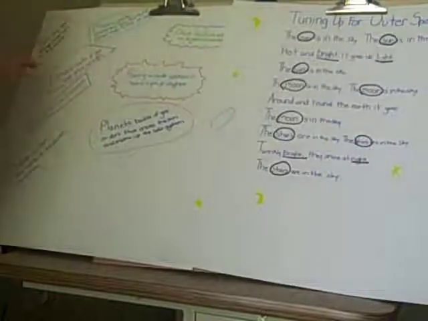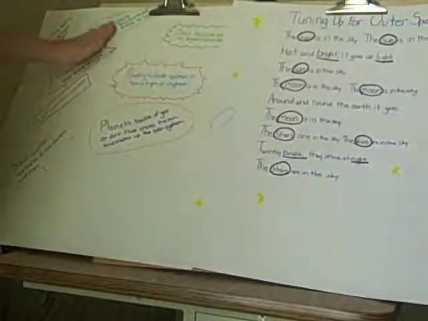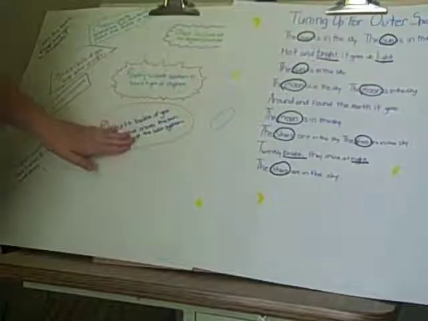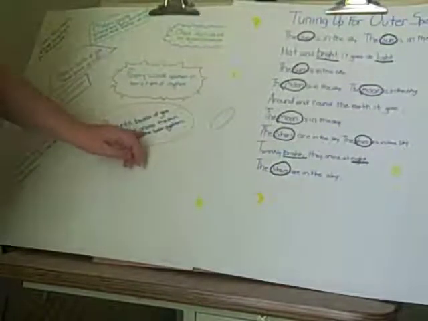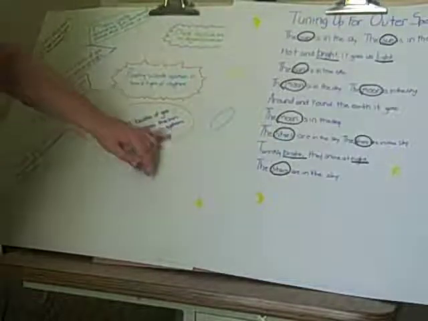Now we keep hearing this word planet. We heard it in sun and we heard it in moon. Now we have our definition down here. It says that planets are bodies of gas or dirt that orbit the sun and make up the solar system.